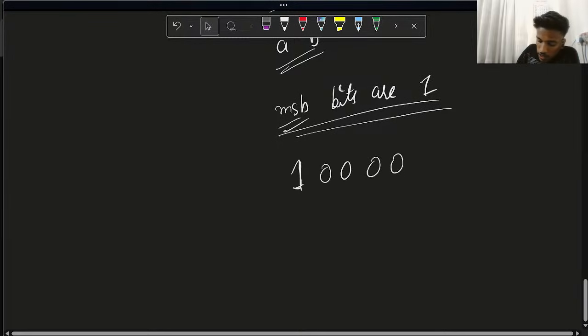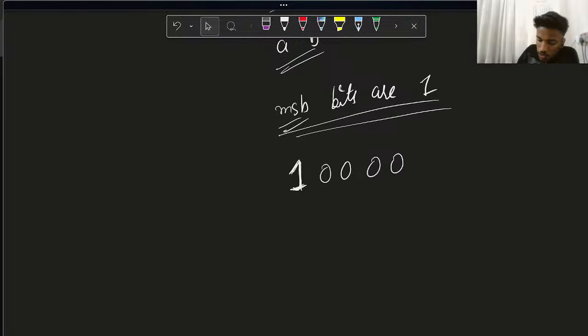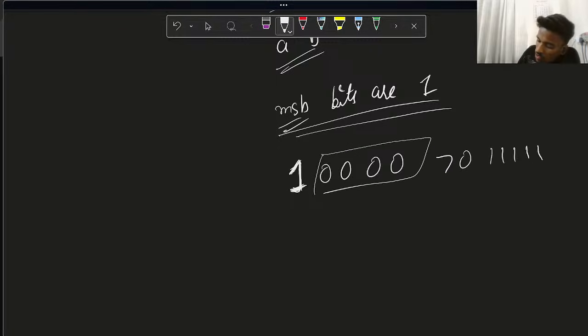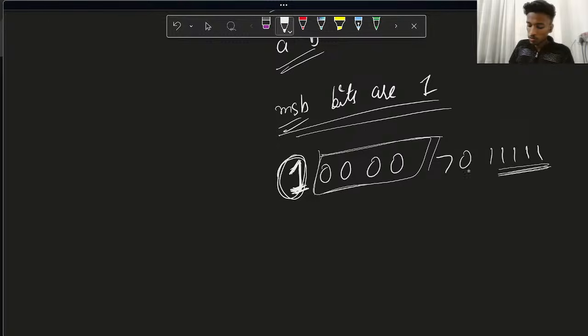See this one: if the MSB one is set and all of these other values are 0, still this value is greater than this value. I hope you know that. A single MSB bit is more valuable than all of the bits to its right. So even though all bits are 1 here and only a single bit is 0, still this value is greater, because what is this, 1 2 4 8, 1 2 4 8 16.